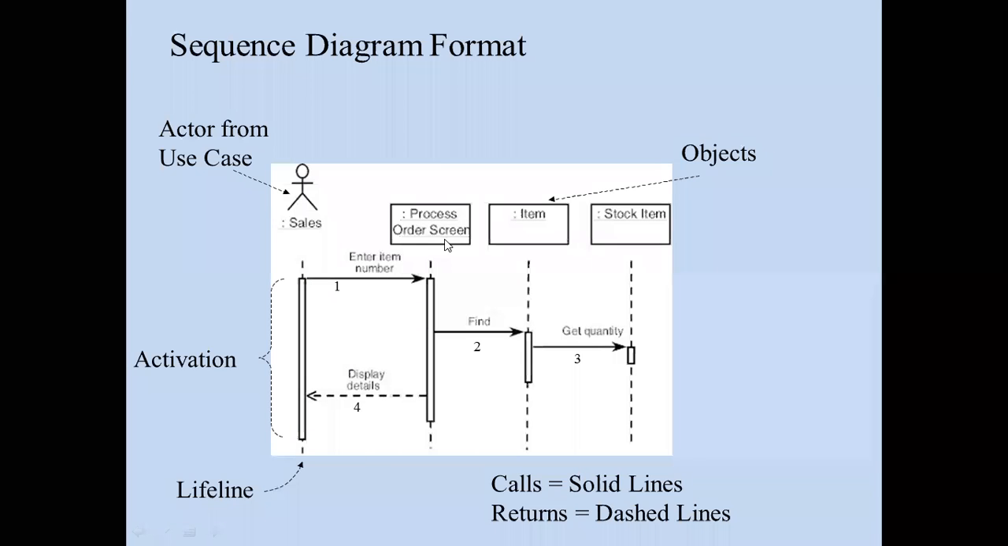This is the call to this object, the process order screen. The next call is to the item class, to find the item. Then the next call is to stock item, to get the quantity. Then the process order screen returns the message to the actor, that is, it displays the details of that item. This is the sequence diagram.